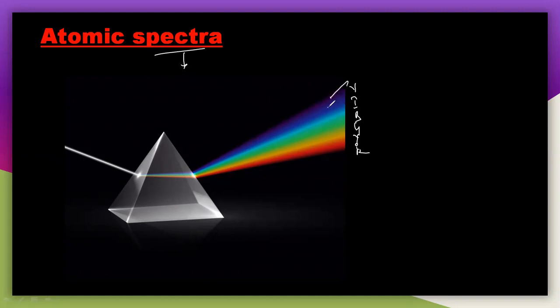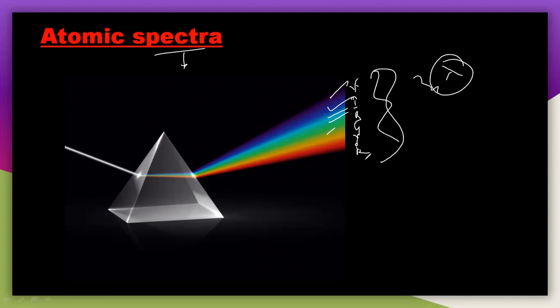This is violet color, indigo, blue, green, yellow, orange and red color. So these are the colors. Every color has a certain wavelength, so different wavelengths are observed here. That is a spectrum.